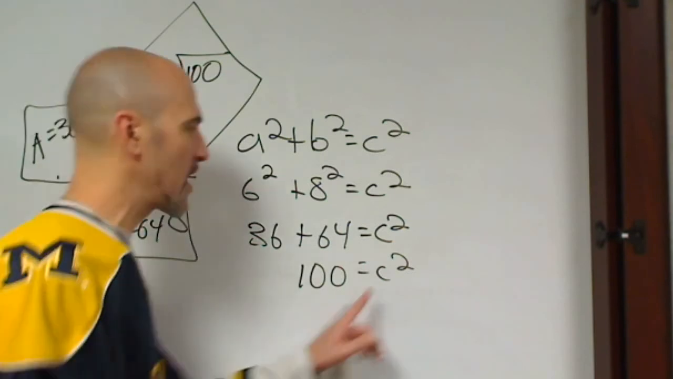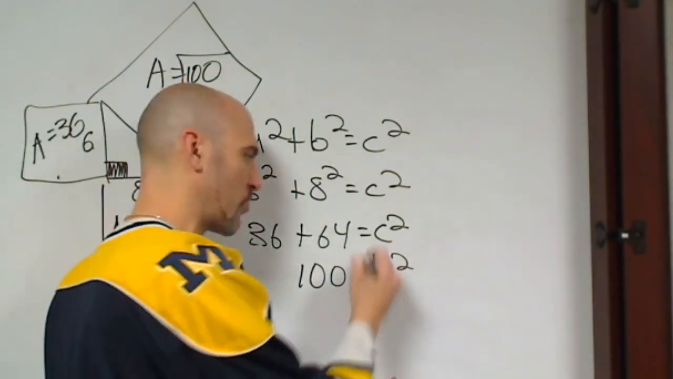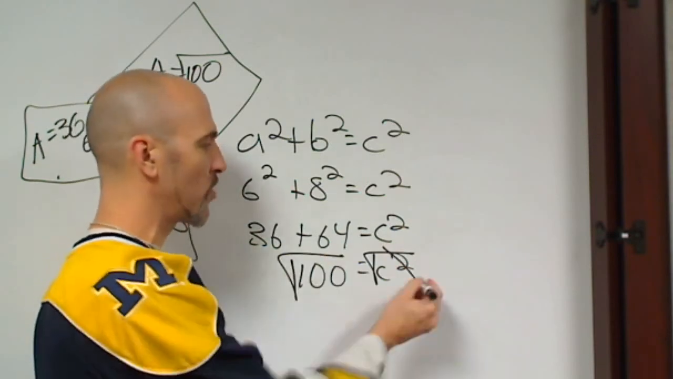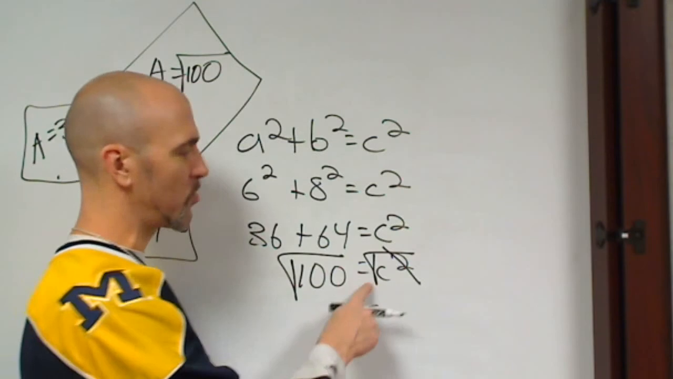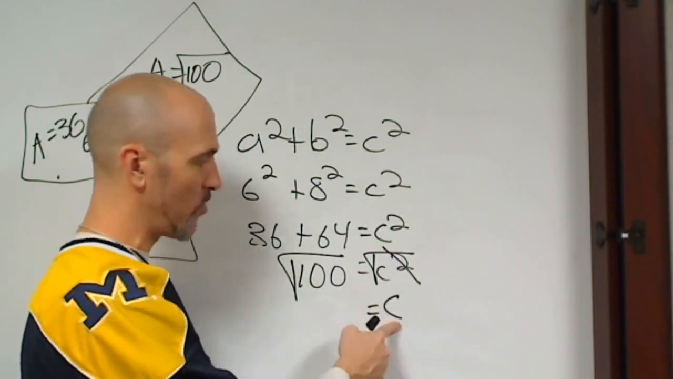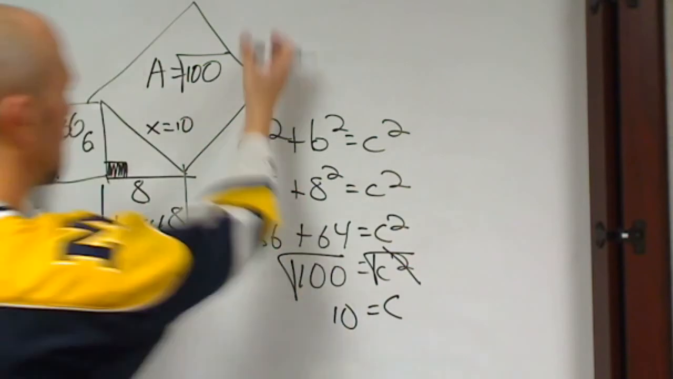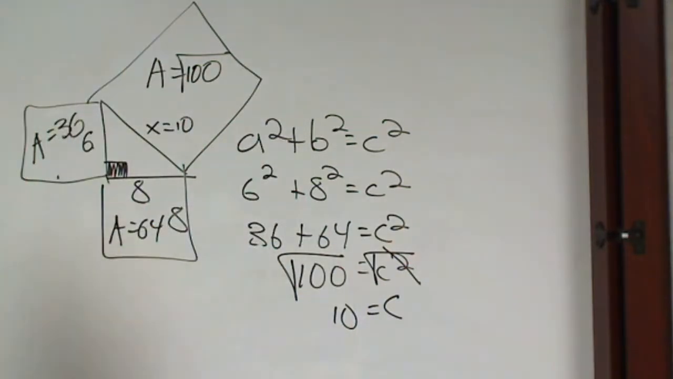Well, algebraically, how do you cancel out a square? You square root it. Whatever you do to one side of an equation, you got to do to the other. So the square and the square root cancel, or another way of saying it is the square root of c squared is c. That's what we want. And the square root of 100 is 10. So here's the algebra, and here's the model. Take a look at that for a sec.